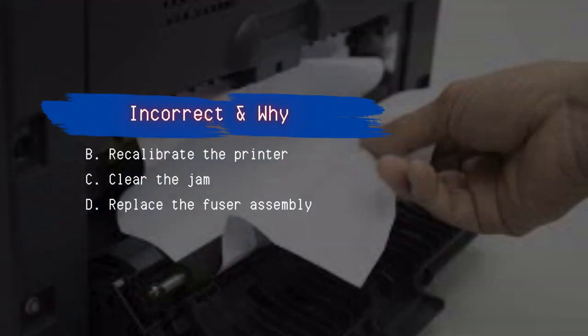Incorrect answers: B. Recalibrating the printer. Calibration adjusts alignment and color consistency, but is unlikely to resolve issues specifically caused by toner not transferring properly, such as a missing print. C. Clear the jam. This would be relevant if a paper jam were causing the problem, but the scenario does not mention any paper jam. D. Replace the fuser assembly. Now, a faulty fuser usually causes smudging or text that rubs off, not missing or uneven print. Replacing the fuser is unnecessary unless there are clear signs of adhesion problems.